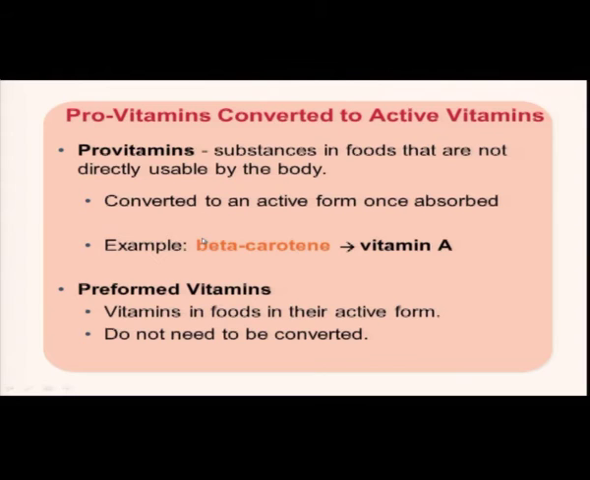So you look at this example. For example, this one, beta carotene, which is abundant in colored vegetables like carrots, and this beta carotene is the precursor for vitamin A. So either you consume vitamin A as such, or you consume beta carotene, both mean the same, because even if you take it as beta carotene, your body is going to convert beta carotene into vitamin A. That's something very interesting. So you see, it's converted to an active form once it is absorbed.